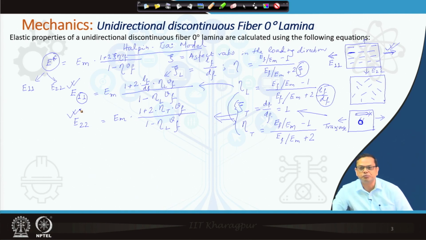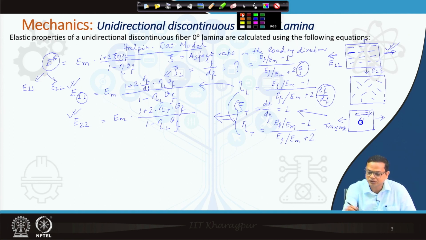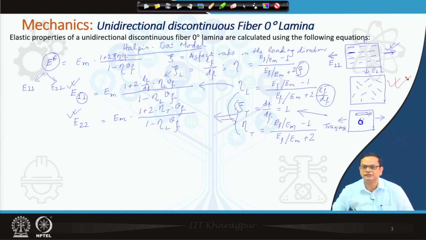Now, why is this important? Why are we talking about calculating E11 and E22? Because ultimately we want to calculate the modulus of this combination, where the fibers are distributed in a random fashion. There is no alignment of fiber here, all the fibers, as you can see here, are in a random distribution. So in this case, either way you apply load, in this direction or like this, there is no longitudinal direction or transverse direction.